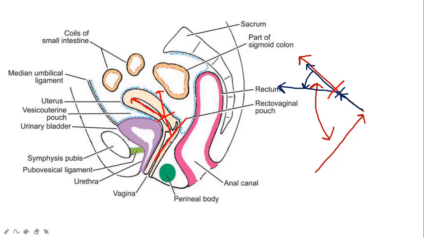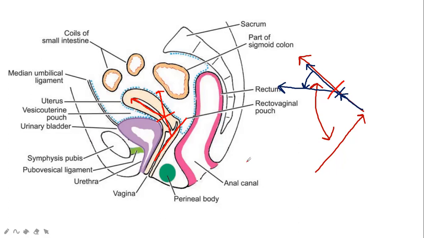Anteflexion, right? So anteflexion involves what? The axis of the cervix and the axis of the body of the uterus. That is anteflexion. Anteversion involves the axis of the vagina and the axis of the cervix. Then the opposite of that can also happen.